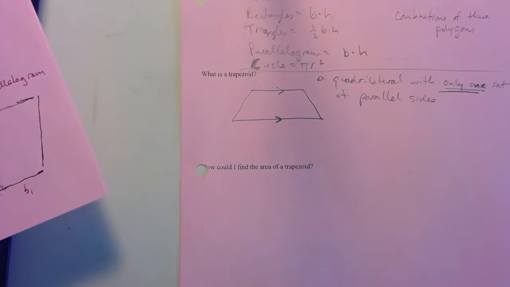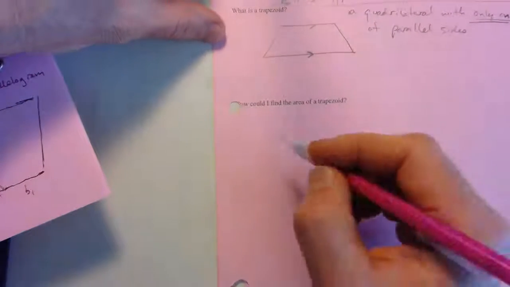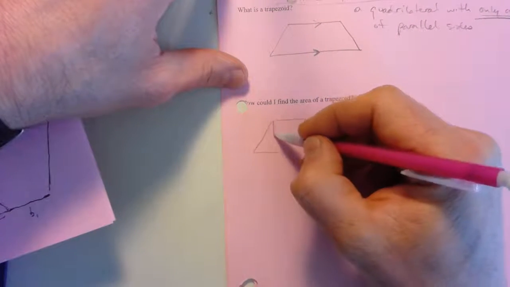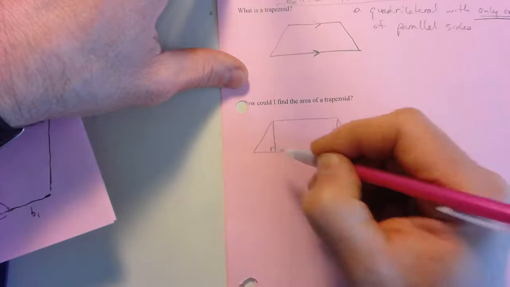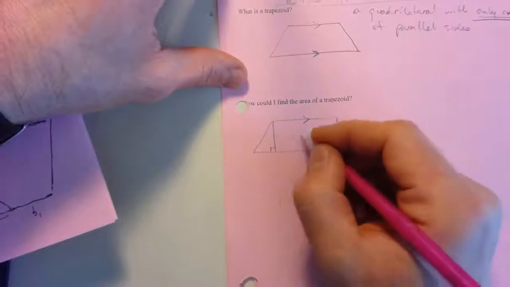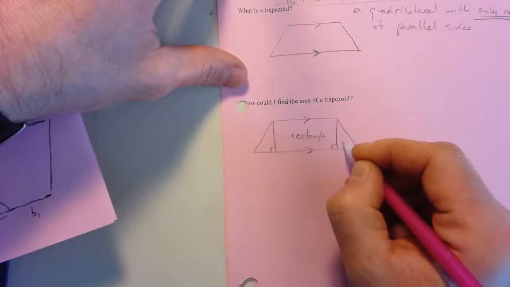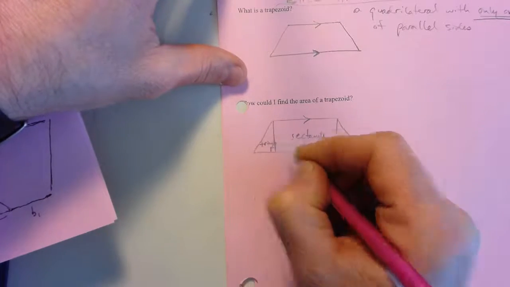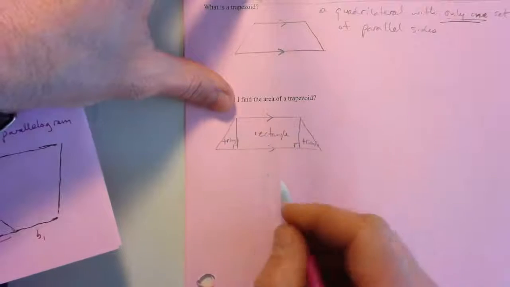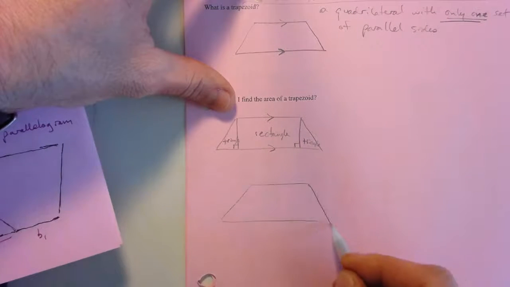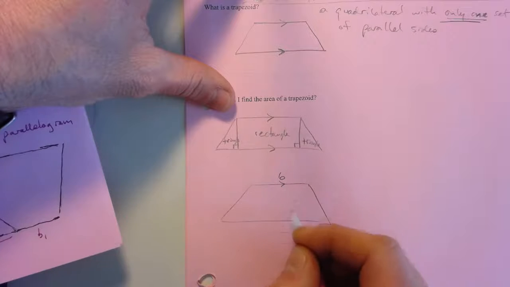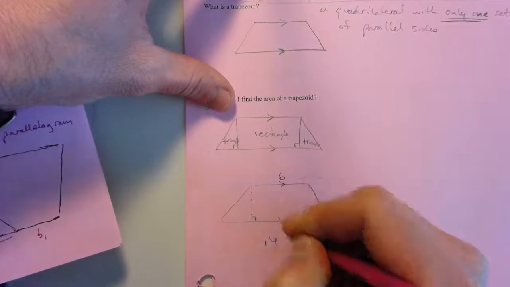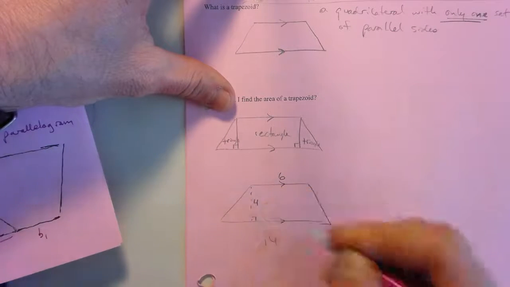So how could I find the area of a trapezoid? Well, there's a couple different ways. Let's say we have a trapezoid here, and we could just take the two ends and break them off, and then make a rectangle and triangles. We have a rectangle in the middle and then our triangles here. The nice thing is it doesn't matter how you broke it up. So if we had an example, let's say this was 6, and this down here was 14, and the height is going to be, let's go with 4.